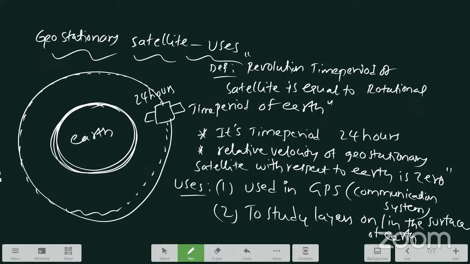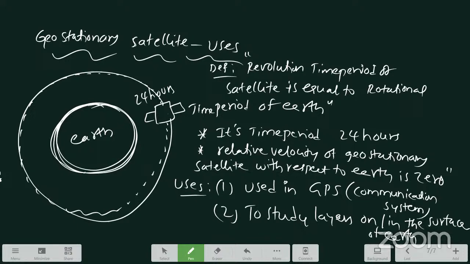We want to estimate the size and shape of Earth. We are using these satellites in wars, and in the internet. Students, you write any two. First of all, the revolution time period equals the rotational time period of Earth, that is the definition. Then its time period is 24 hours. Relative velocity with respect to Earth is 0. Used in internet, GPS system. We want to study layers on and inside the surface of the Earth. Okay, this is the geostationary satellite.